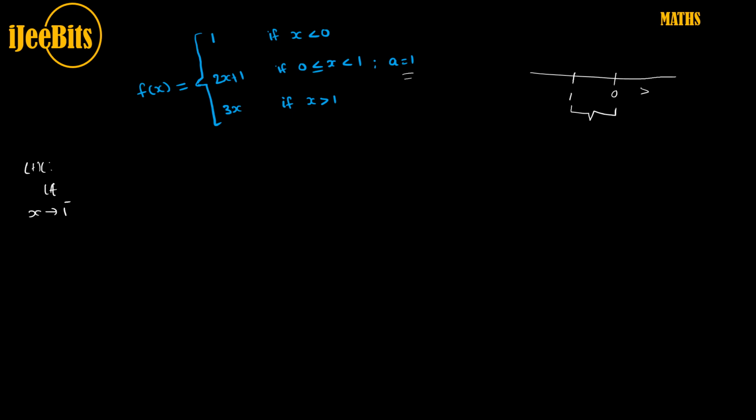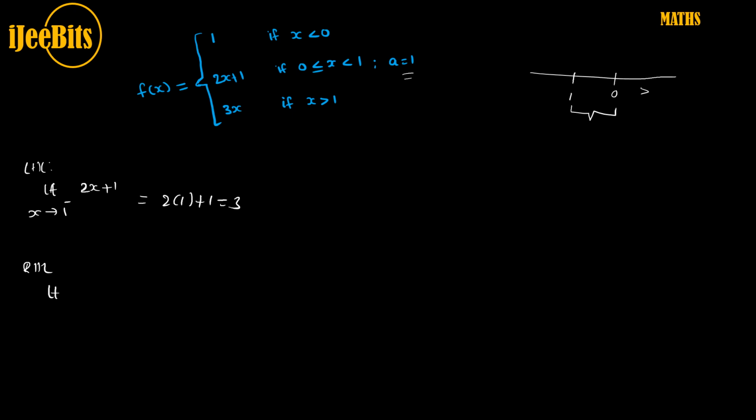Right, now whenever you say x value minus 1, what does it mean? Like left of the 0. When it is left of the 0, what will the equation be? 2x plus 1. So let's look at it, 2x plus 1. The 2x plus 1 value becomes how much? 2 into 1 plus 1. So 3. Let's look at RHL.